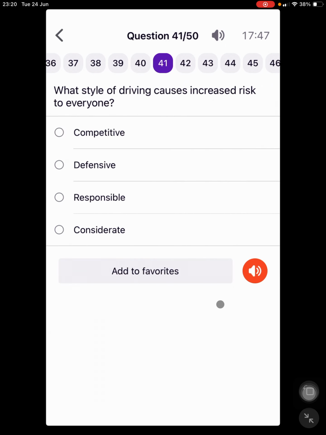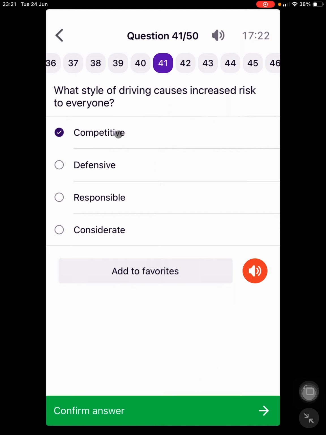What style of driving causes increased risk to everyone? Competitive, defensive, responsible, considerate. Maneuver means moving the vehicle or movement of the vehicle. What style of driving causes increased risk to everyone? That's competitive, and competitive is out of competition.